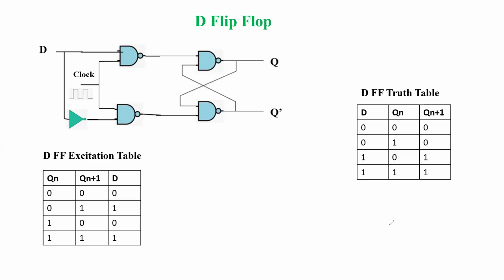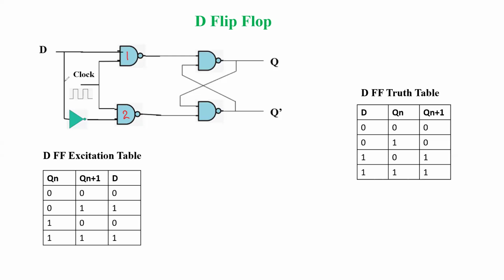Hello, hi. Now I'm going to discuss the D flip-flop. Already we have seen the SR flip-flop. Here in the D flip-flop, D is the single input. That D is connected to NAND gate 1 and the complement of D is connected to NAND gate 2.